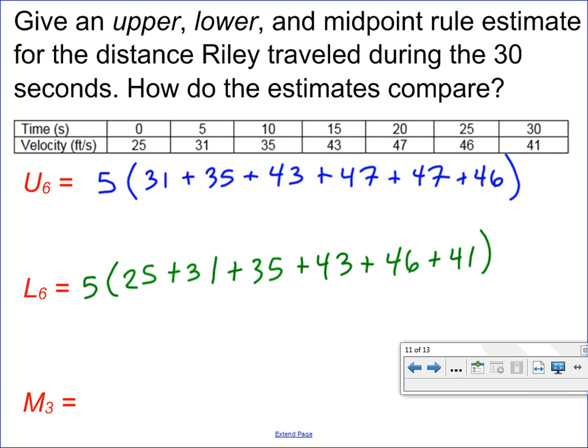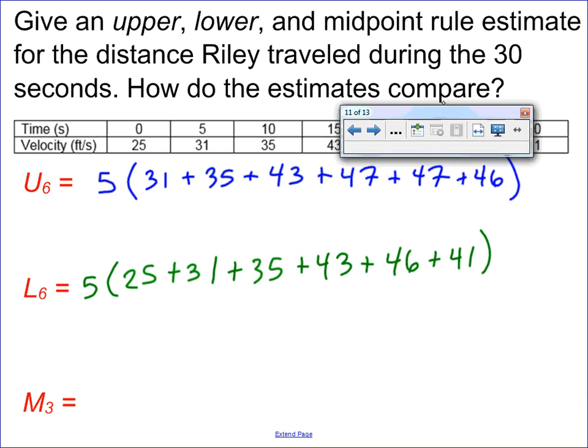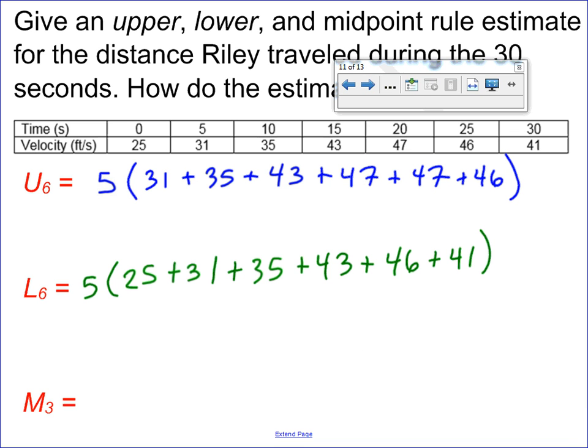Let's see if this works. So the 25 is the lesser, 31 is the lesser, 35 is the lesser, 43 is the lesser, 46 is the lesser of the two, and lastly 41. So is that good? Awesome. All right, so we got decimals on that.